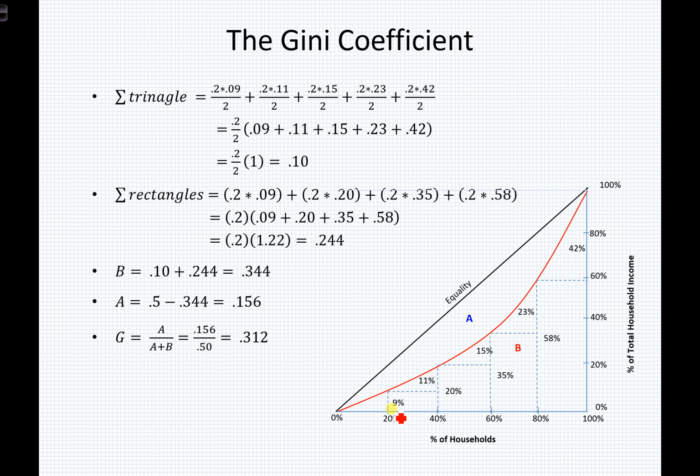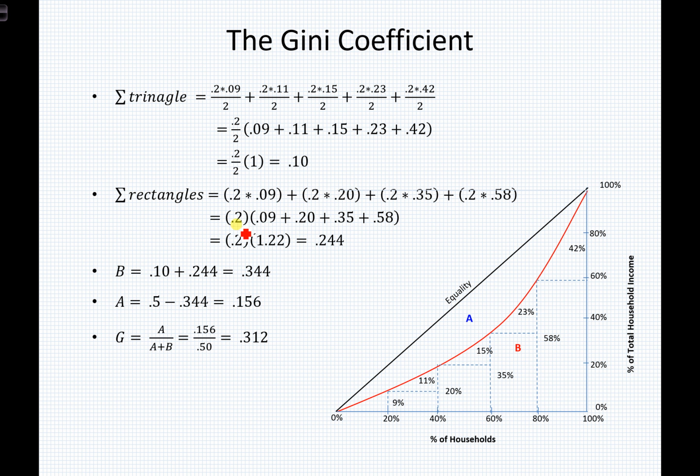If we had 9% for the first quintile and 11 for the second, then this first rectangle that we're dealing with really represents something happening within the second quintile, and it's going to be 9% times 20%. The third quintile's rectangle would be 20%, again cumulative, times 20%. The next would be that 20% plus this 15 for a sum of 35% times 20%, and so on. And we only have 4 rectangles. So if we look at this, we have 0.2 times 0.09, 0.2 times 0.2, 0.2 times 0.35, 0.2 times 0.58.